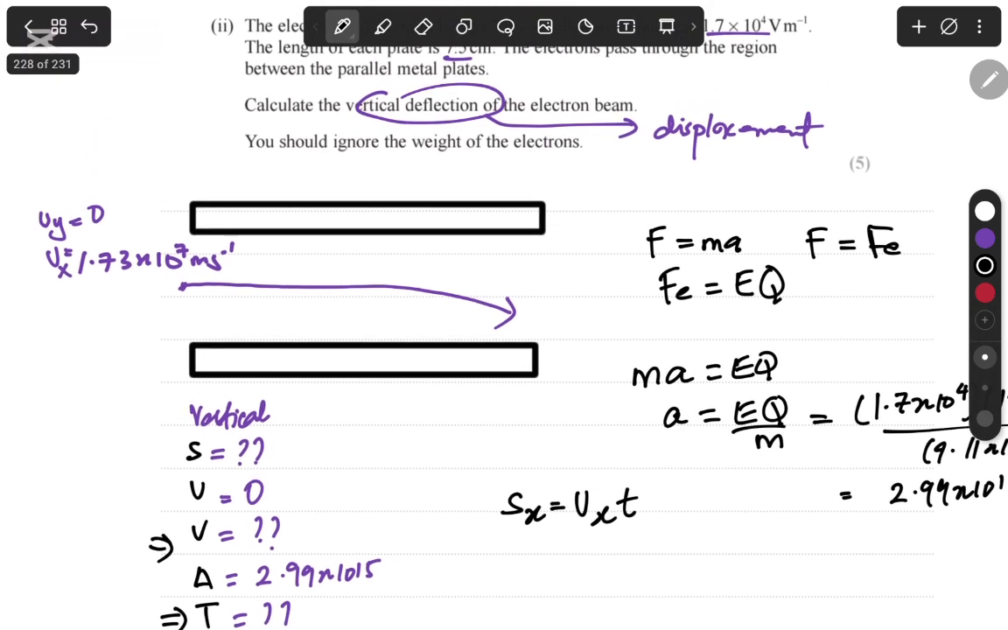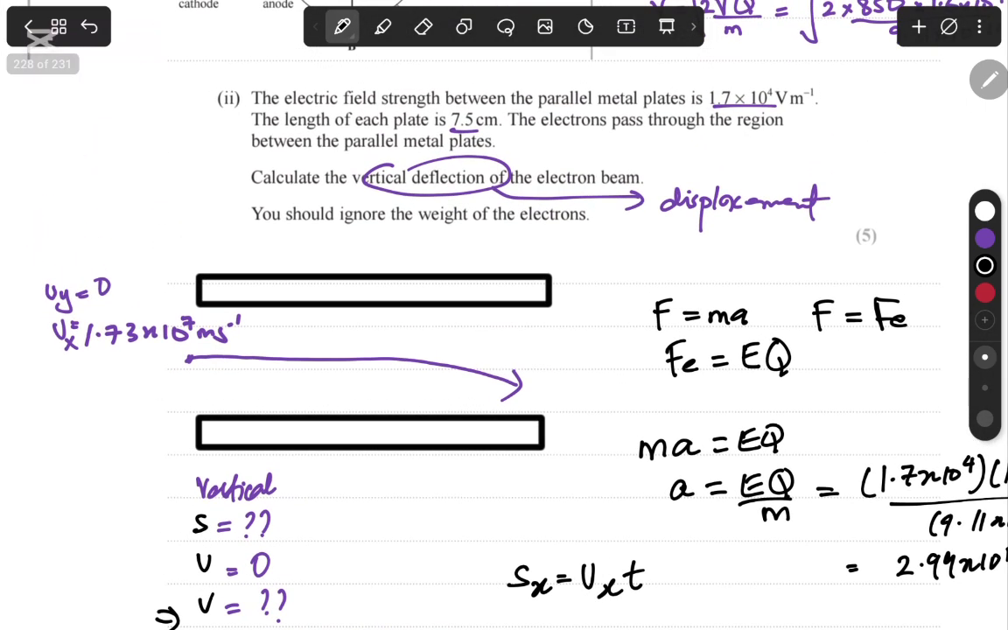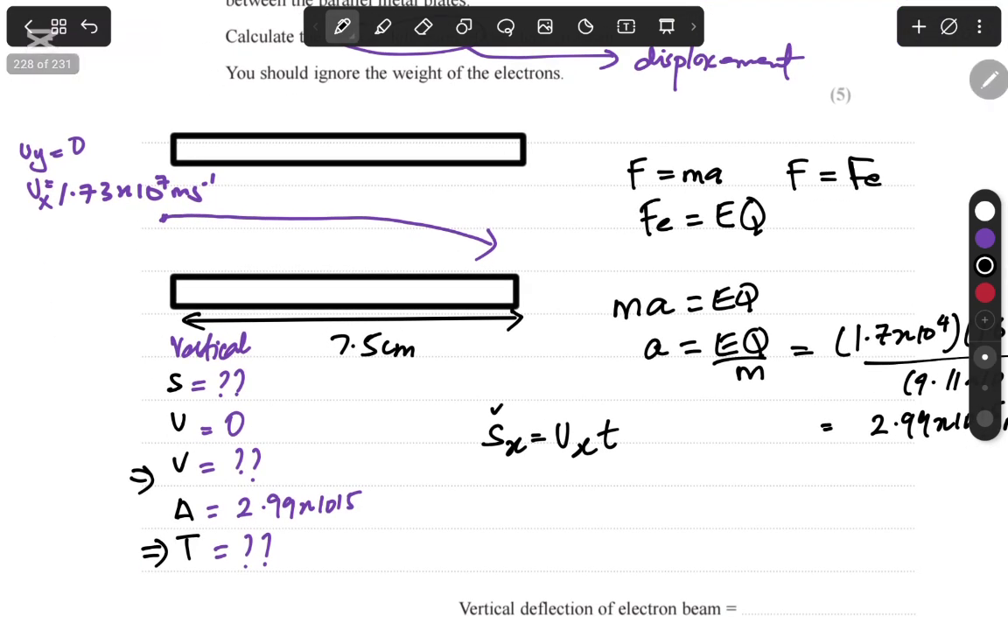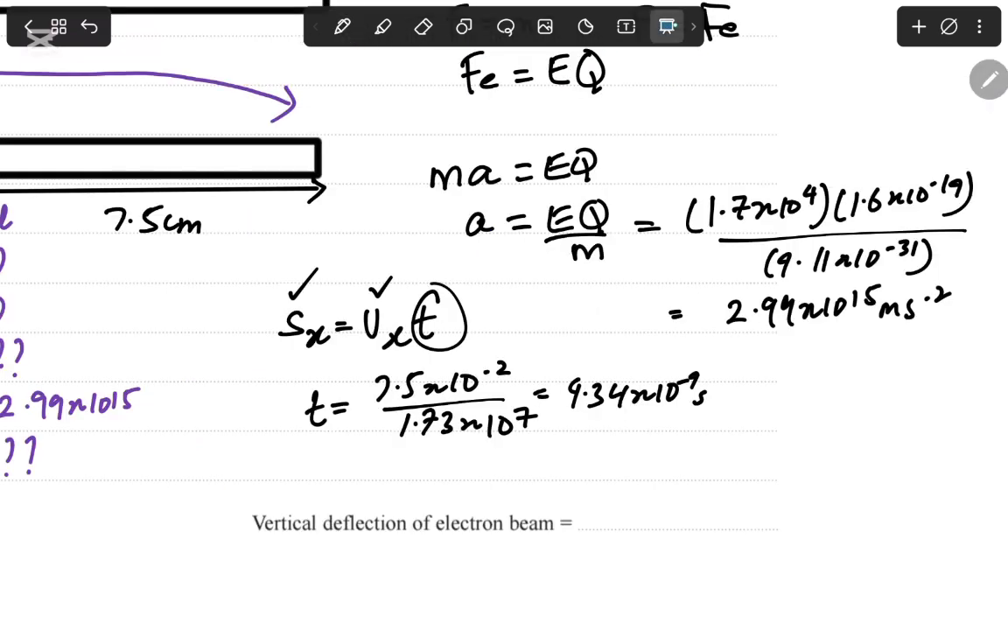And we can see that they have given us some other extra information. For example, they have given us the length of each plate, so they have given us the horizontal distance as 7.5 centimeter. And they have given us the initial velocity in the horizontal direction. So what I can do is find the time. This is going to be the time taken for the electron to travel through the metal plates. So let's find this out. Once you solve for t, you're going to get 4.34 times 10 to the power of minus 9 seconds.